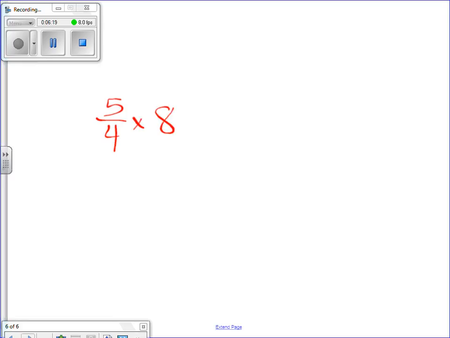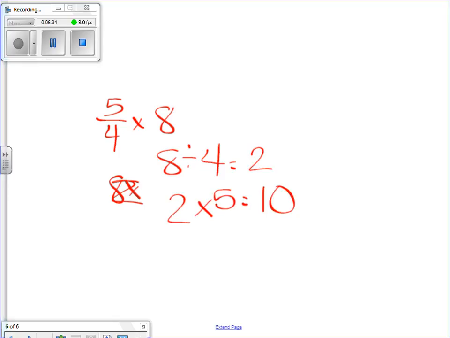5/4 times 8 is the same thing as 8 times 5/4. You weren't putting the whole number in the front, y'all didn't like it. So 8 divided by 4 is 2. 2 times 5 is 10.